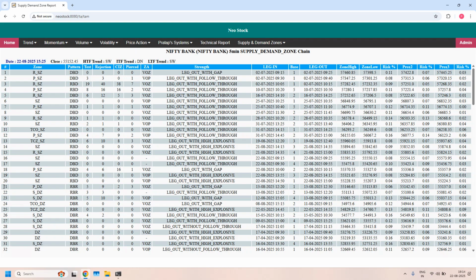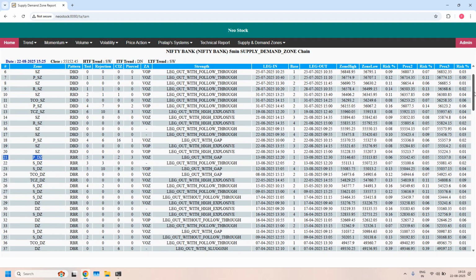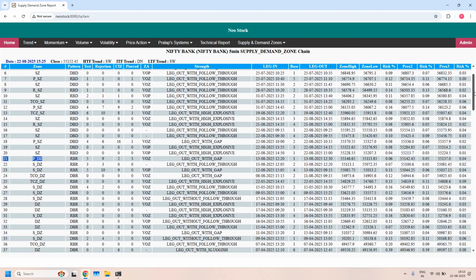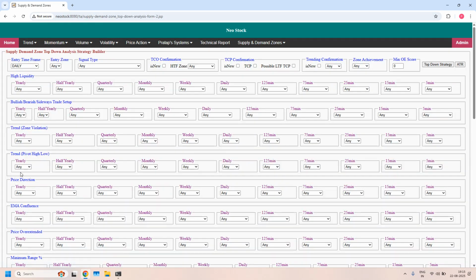The nearest demand zone to the current closing price is serial number 21. I will adjust in the middle of the page. Okay. So this is about a Bank Nifty supply demand zone chain. We have completed both Nifty and Bank Nifty supply demand zone chain reports. Okay, next I will generate sideways bullish and bearish trade setups for monthly, weekly, daily and hourly income trades.